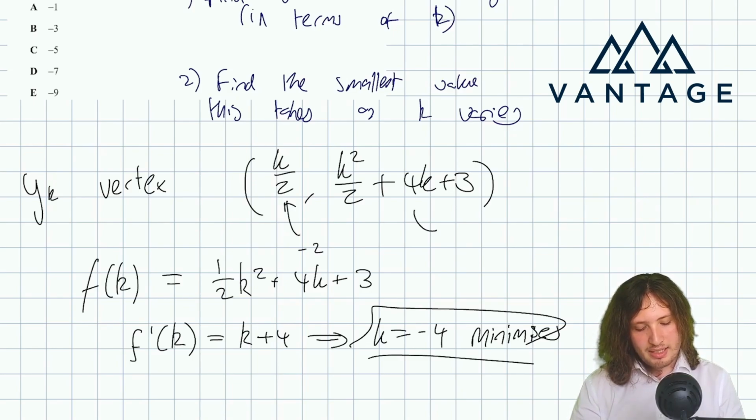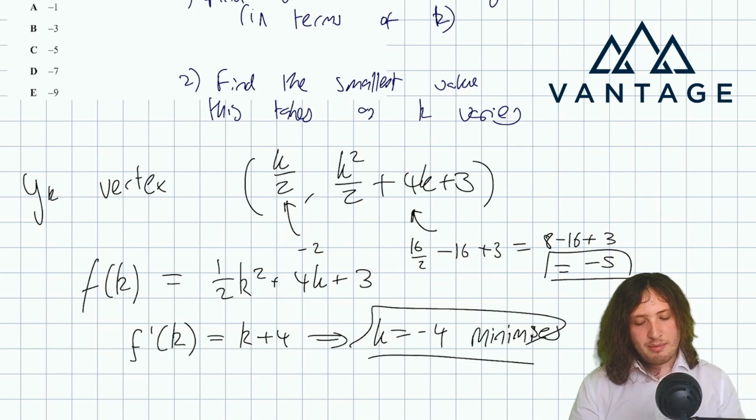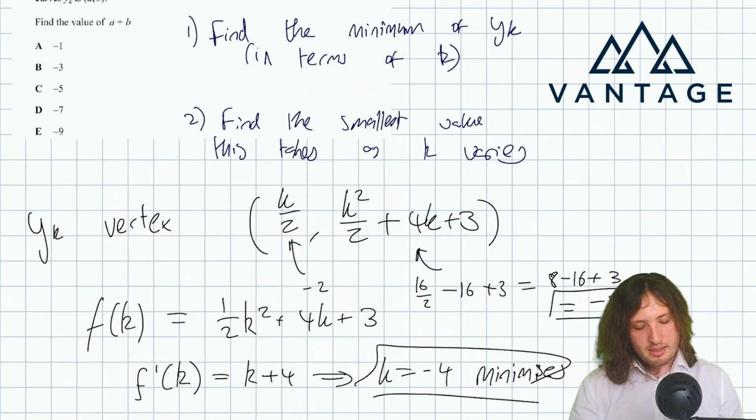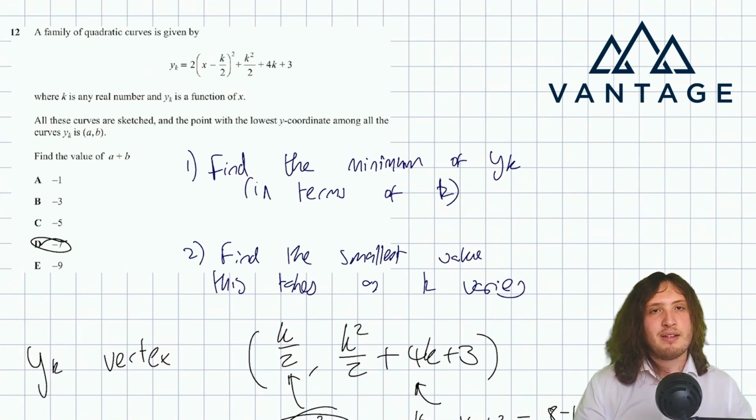That thing's going to be minus 2. That thing is going to be 16 by 2 minus 16 plus 3. That's 8 minus 16 plus 3, which is minus 5. So overall, I've got minus 5 for my actual value of the minimum. That's B. And I've got minus 2 for my x coordinate of the minimum. That's A. So A plus B is going to be minus 7. So correct answer is D.